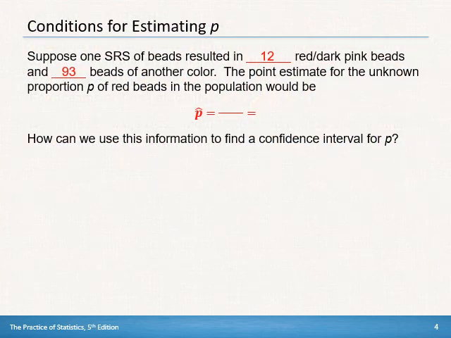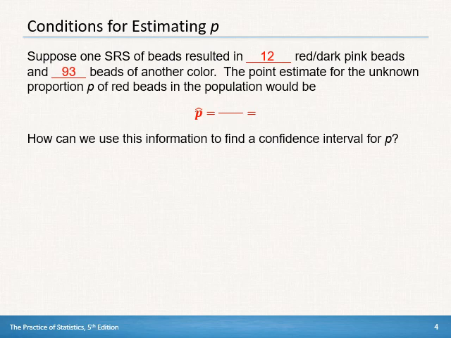All right, so let's assume for a minute that we went ahead and did that sample, and in our little scoop of beads out of the container, we got 12 red beads. And then we got 93 that were not red, that were a different color. And so we want to think about the best estimate or a confidence interval to estimate the proportion of red beads in our container.